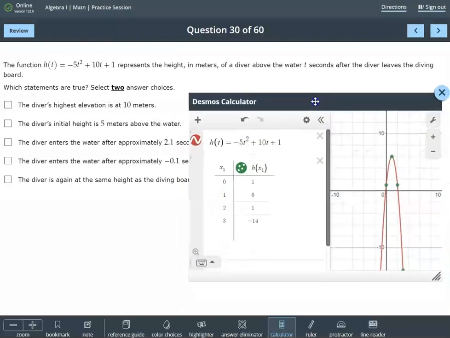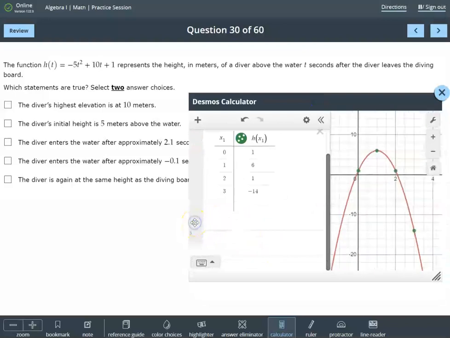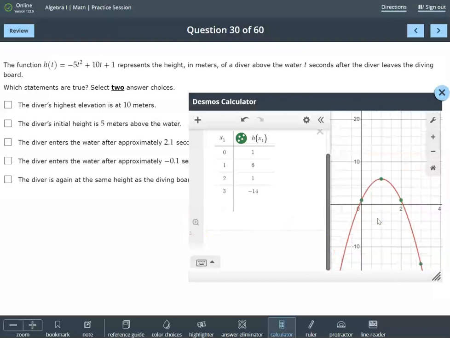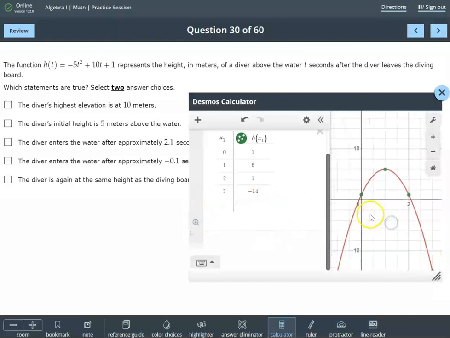So the question is, which statements are true? Now this graph is so tiny. So what I'm going to do to fix it is click on this little plus sign here that says zoom fit. And now I can see my parabola a little bit better. Still kind of big. It's because of this -14 here.